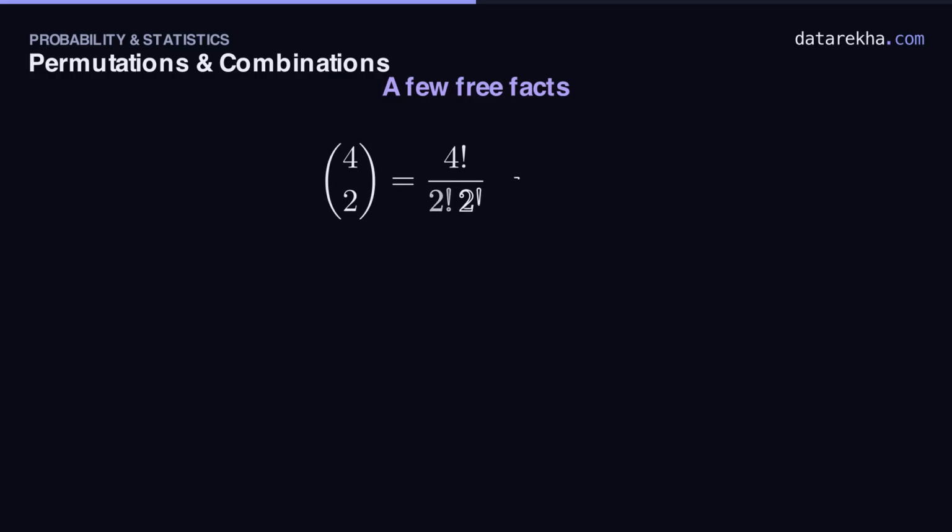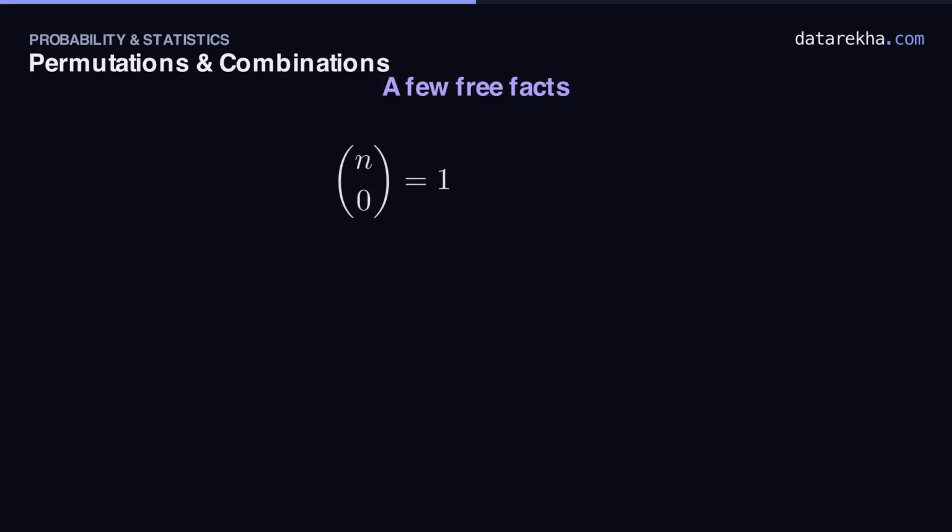Let's checkpoint with 4 choose 2, done 2 different ways. Straight from the formula. 4 factorial over 2 factorial times 2 factorial, 24 over 4 is 6. Or through permutations, 4P2 is 12 ordered pairs, divide by 2 factorial to drop the ordering, and again you land on 6. 2 roads, same answer, always reassuring.